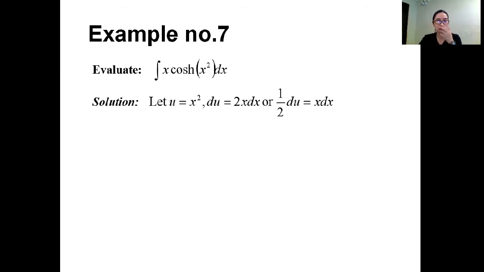So now we have 6 examples for these transcendental functions. Example number 7: evaluate the integral of x cos x squared dx. We are still using the substitution method so it is easier to solve. We let u be equal to x squared, then du is equal to 2x dx, or 1/2 du is equal to x dx.